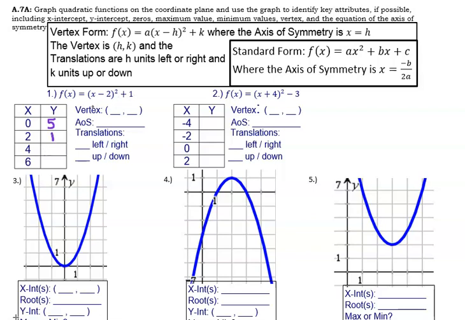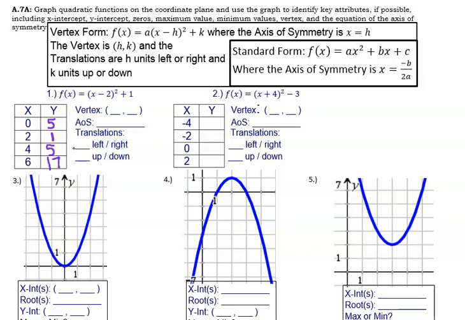And then when we plug in 4, we have 4 minus 2 squared, which is 2 squared. That's 4. 4 plus 1 is 5. And then we have 6. 6 minus 2 is 4. 4 squared is 16. 16 plus 1 is 17.